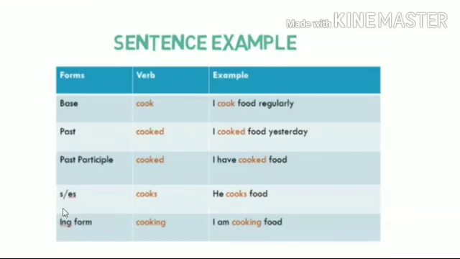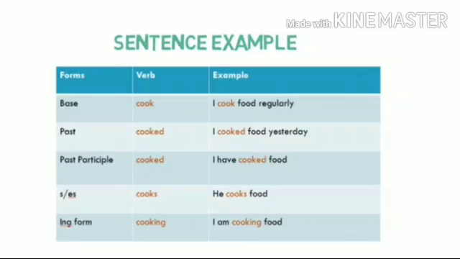Base form of the verb cook is cook. An example of it is I cook food regularly. Past form of cook is cooked. Ed is added here, okay? And the example is I cooked food yesterday. This is a past event. Past participle of cook is again cooked. Sometimes past and past participle form remains the same. An example of it is I have cooked food.